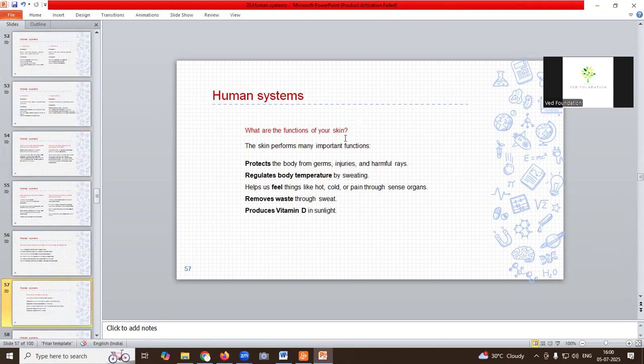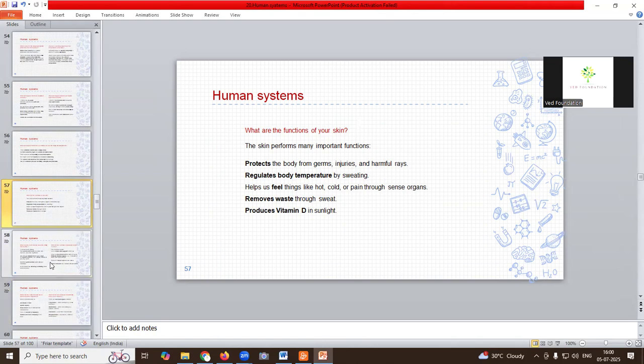Functions of skin: skin performs many important functions. Protects the body from germs, injuries, and harmful rays. Skin regulates body temperature by sweating. Skin helps us to feel things like hot, cold, pain through sense organs. Skin removes waste through sweat and produces vitamin D in sunlight.